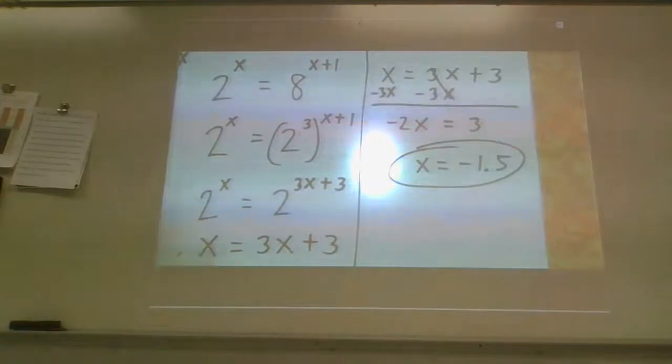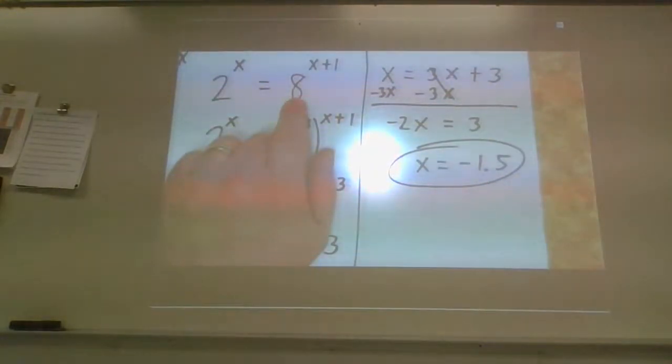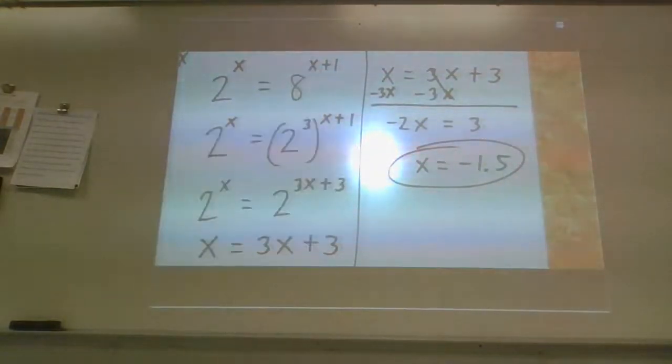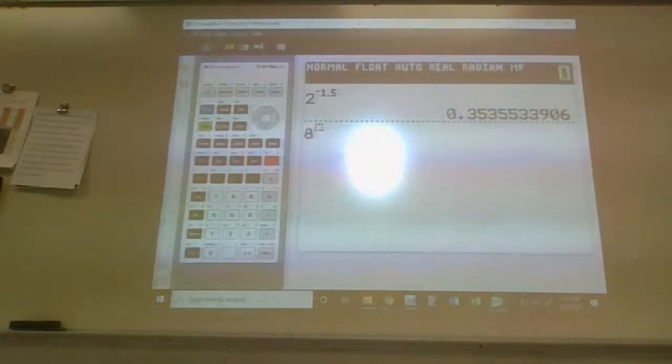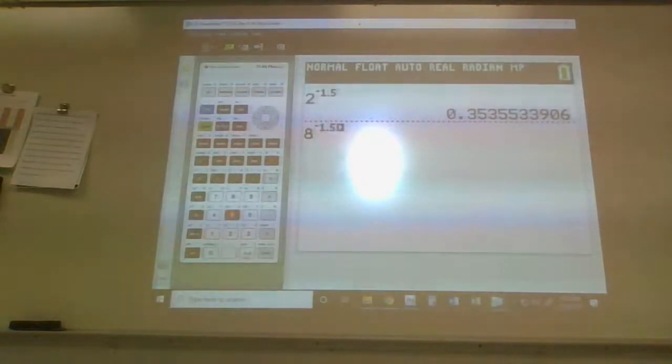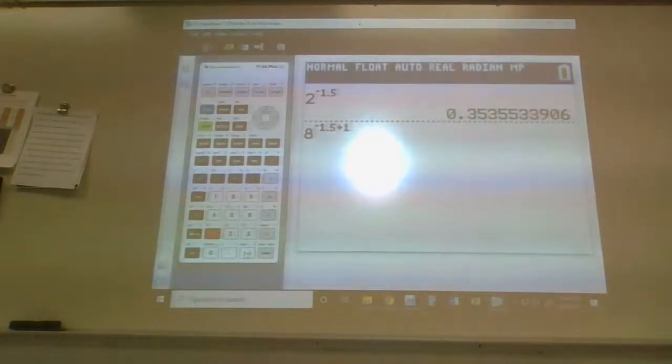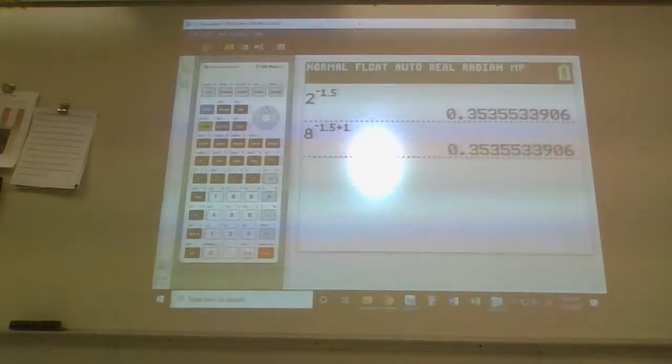On the other side, it was supposed to be 8 to the x plus 1 power. 8 to the negative 1.5 plus 1 power. If I'm correct, I should get that exact same silly decimal. But again, it doesn't matter what that decimal is as long as those two decimals match. And if those two decimals match, then you have the correct answer. That is what we're looking for. Okay.